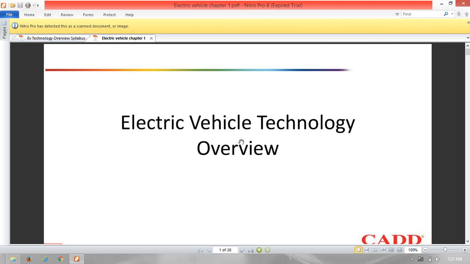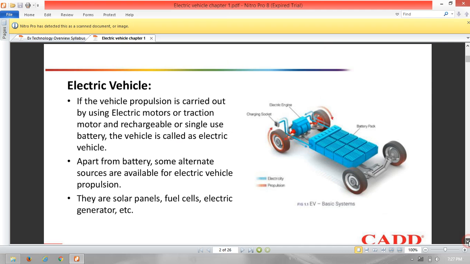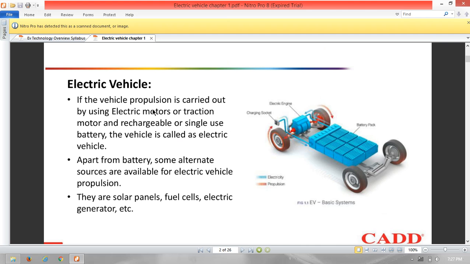And this is the basic first chapter, electric vehicle technology overview. When you consider EV, an electric vehicle is nothing but a vehicle whose propulsion is carried out using electric motors and batteries, where the batteries are rechargeable. Then the vehicle is called an electric vehicle.